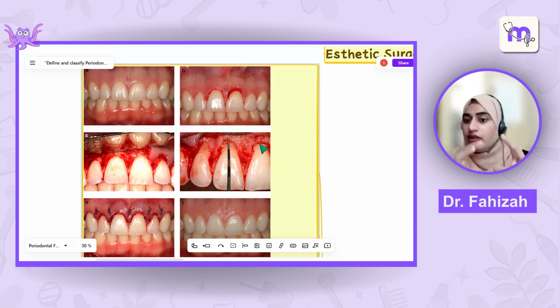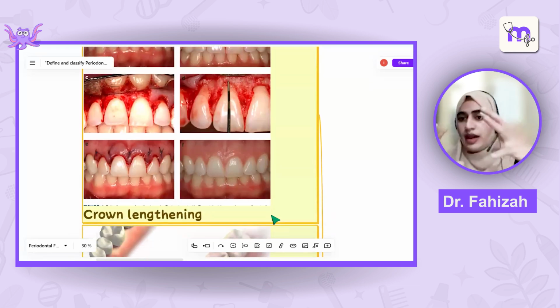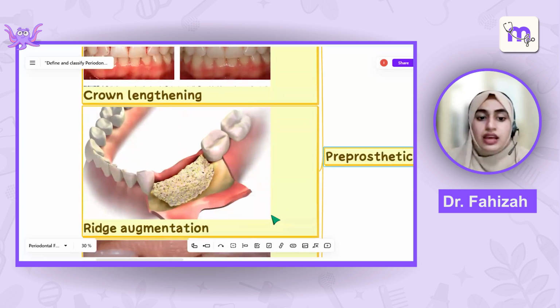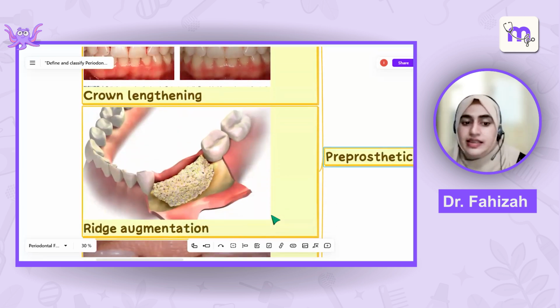So that's why we recontour the bone. Osseous recontouring is done before the crown lengthening, and then we place back the flap, and then we get the right amount of zenith for both the incisors. Then is ridge augmentation. Now, why is this done?